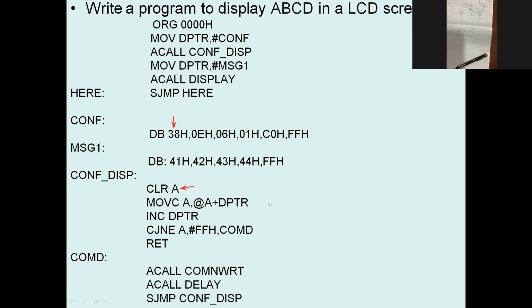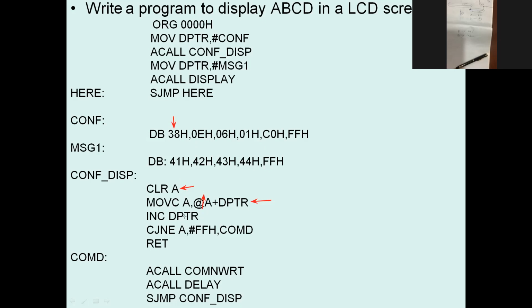Next, in this line, what are the contents of the accumulator in the previous step? 0. And what are the contents of DPTR? The address 38H means the location being addressed. What are the contents of that particular memory location as far as @A+DPTR is concerned? 38H. So 38H comes into the accumulator. As this is code memory, that's why it's MOVC, because within the code it's mentioned.